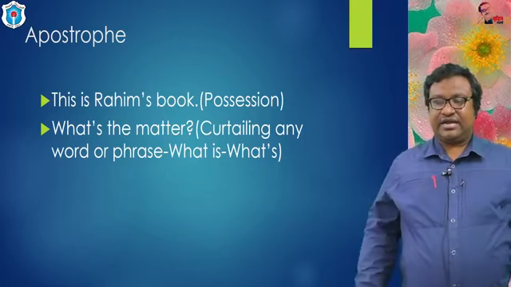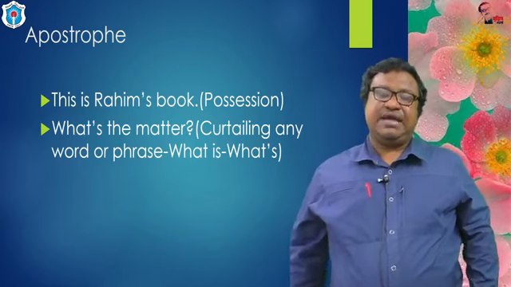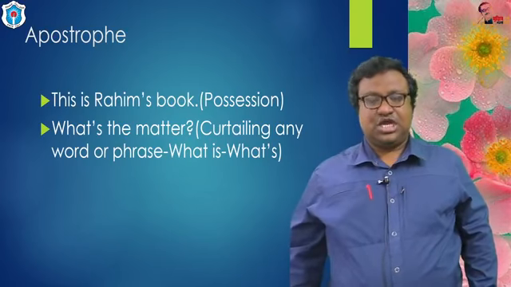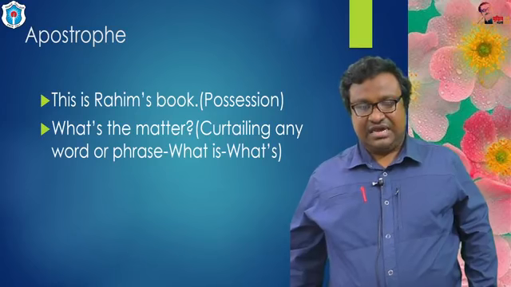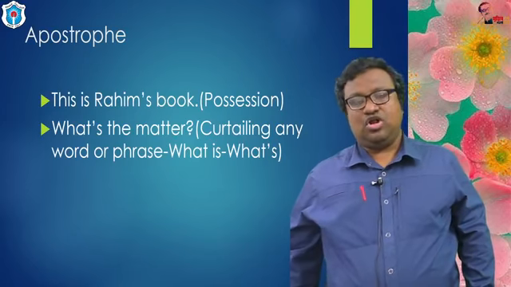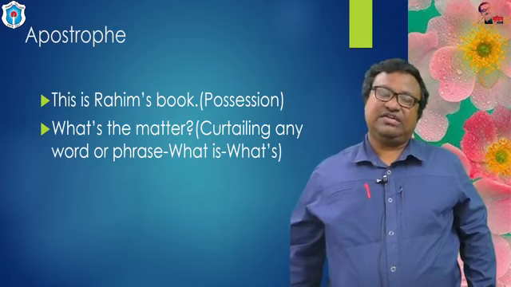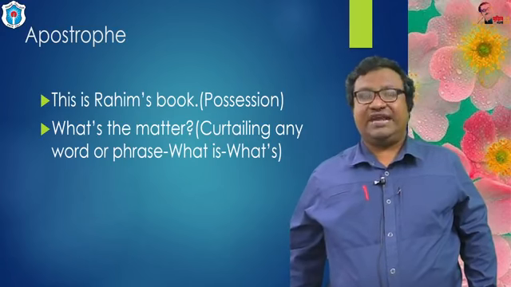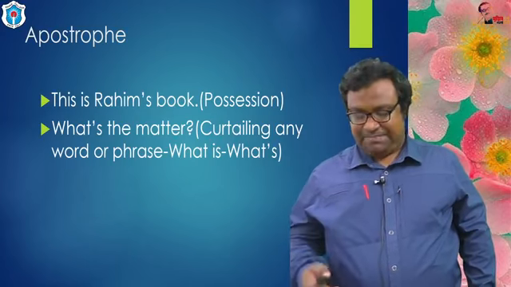That is, when we are curtailing something, what's the matter? Shan't I come here? Won't you go? In all of the curtailed forms or all of the tag forms, we will use the apostrophe.